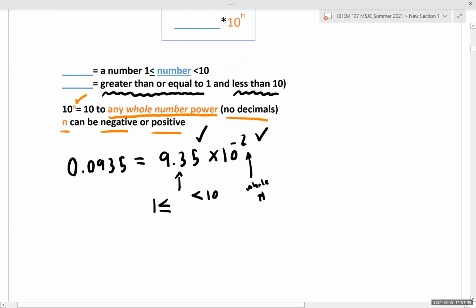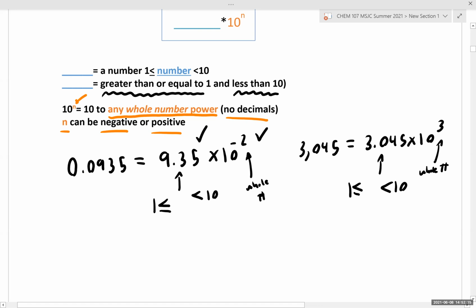So let's look at another example. If we have 3045, we can write this as 3.045 times 10 to the third. Again, 3.045 is greater than or equal to 1 and less than 10, and this number 3 is a whole number.